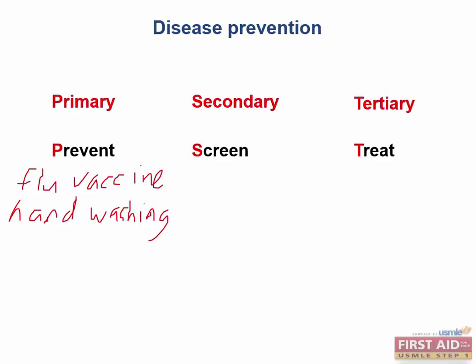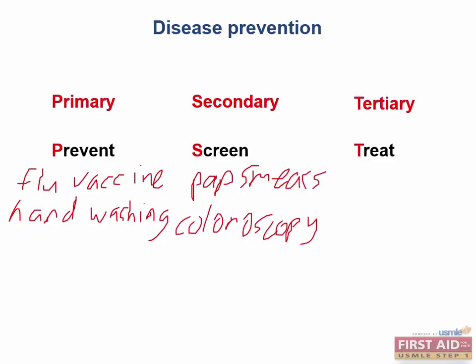Secondary disease prevention is aimed at early detection of diseases to decrease the severity of that disease. So what are some examples of this sort of prevention? Well, secondary disease prevention include things like screening tests such as pap smears or colonoscopy. Lastly, tertiary disease prevention is aimed at reducing the morbidity and mortality stemming from the disease. So what are some examples of this sort of prevention? Well, most treatments would actually fall under this. So you would have things like chemo or surgery. Basically, any sort of treatment obviously would fall under treat and therefore tertiary disease prevention.